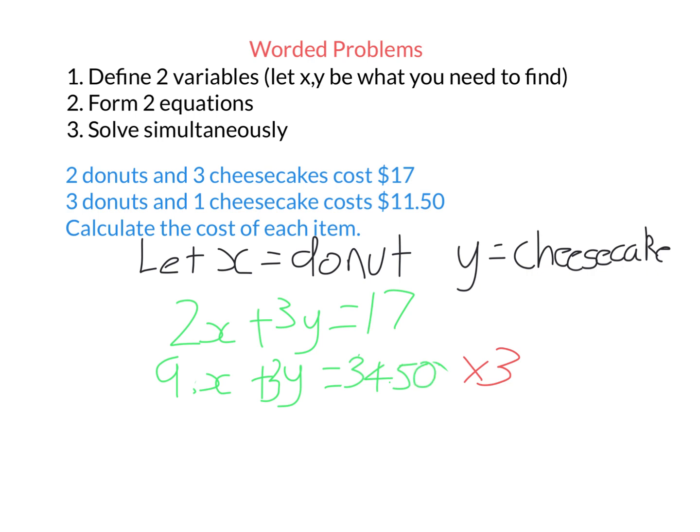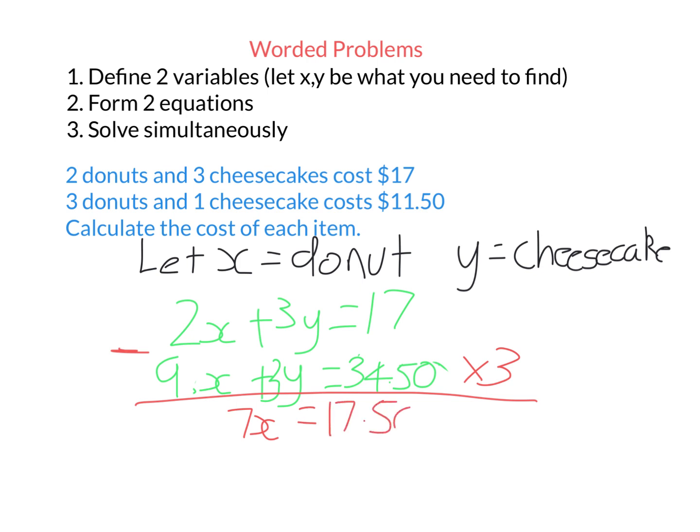They have the same sign, so I need to subtract. So I'm just going to subtract one equation from the other. I'm actually going to subtract the top from the bottom. I'm going to go 9x minus 2x is 7x. 3y minus 3y is 0. That's why I did this, to eliminate the y's. And so I need to subtract 17 from 3450, which is 1750.